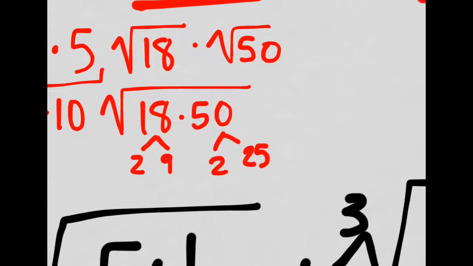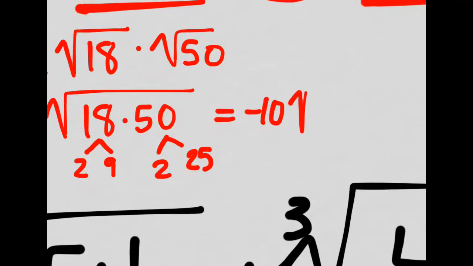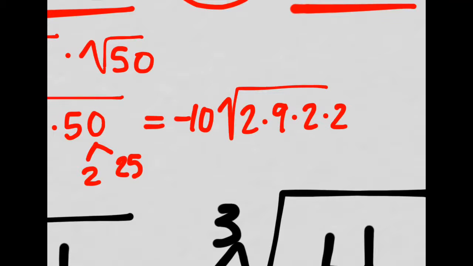So what I can say here is that I actually have negative 10, and instead of writing 18 times 50, I'm going to write it this way. I'm going to say 2 times 9 times 2 times 25. Make sure it's all under the radical.